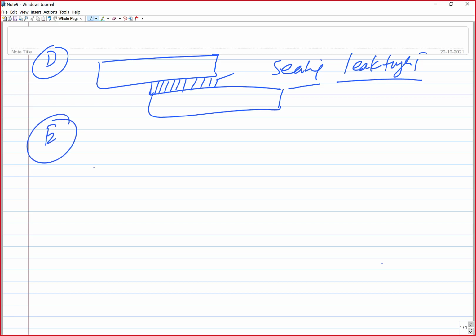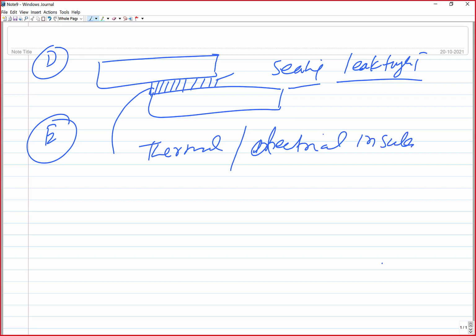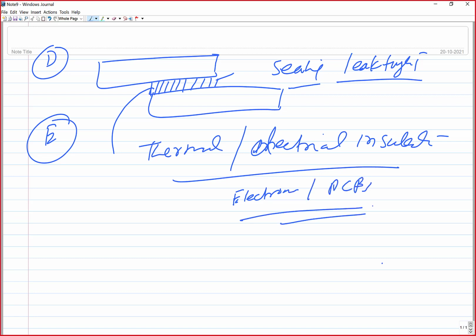Then another interesting thing is that this adhesive, as I have said, acts as a thermal and electrical insulator as well. Because of this, it is extensively used especially in the electronic industry, in PCBs. The adhesives help to join the wires, and at the same time keep them separate electrically. So this feature, acting as a good electrical and thermal insulator, is used extensively in the electronic industry.